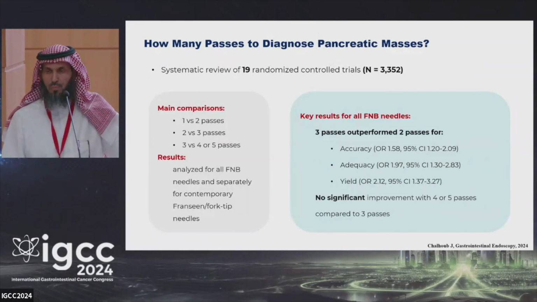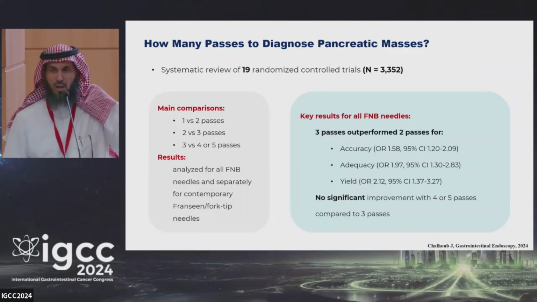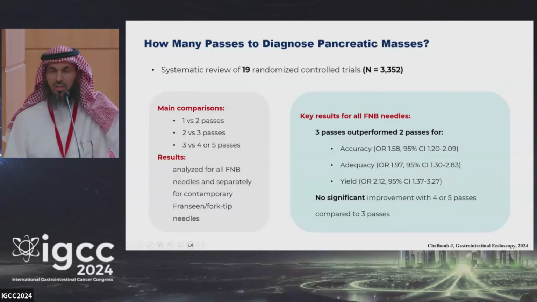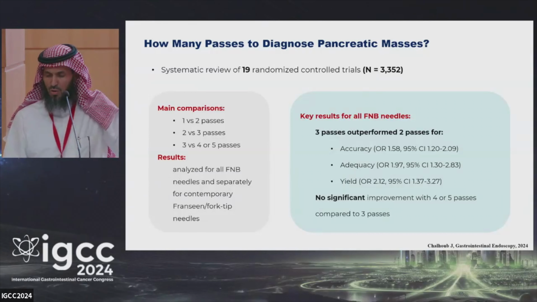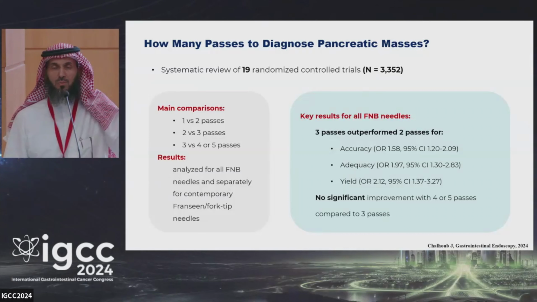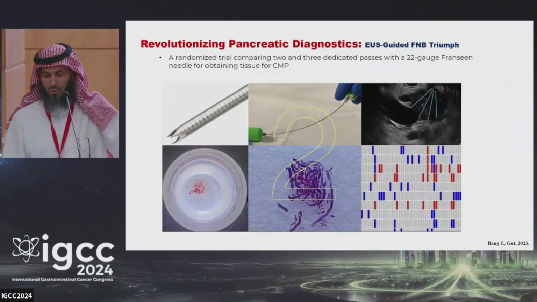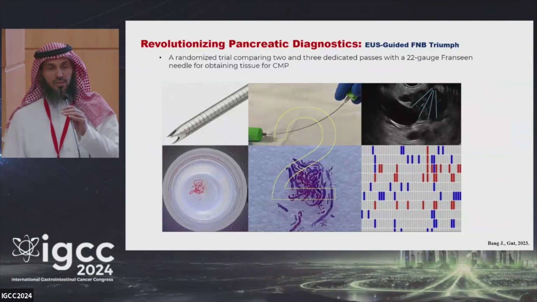This is also something to compare: how many passes you have to perform. Most people don't have any clear study. This is a systematic review of randomized trials comparing different numbers of passes: 1 to 2, 3 to 4, 3 to 4 or 5. It clearly shows that 3 passes gives you good accuracy, adequacy, and high yield by almost 2-fold or more, and around 1.54 accuracy, with no benefit if you perform more passes. So 3 is enough, and they conclude in this study that 3 is optimal, and 2 may be sufficient to have tissue, or maybe to have a diagnosis.